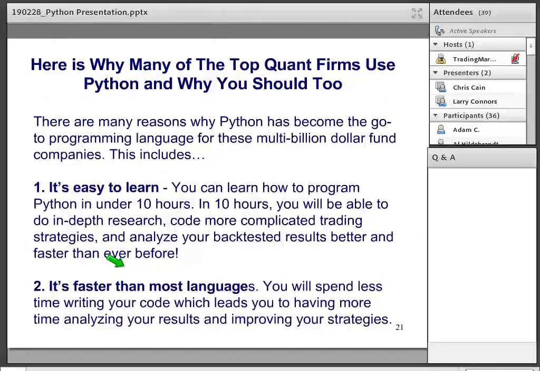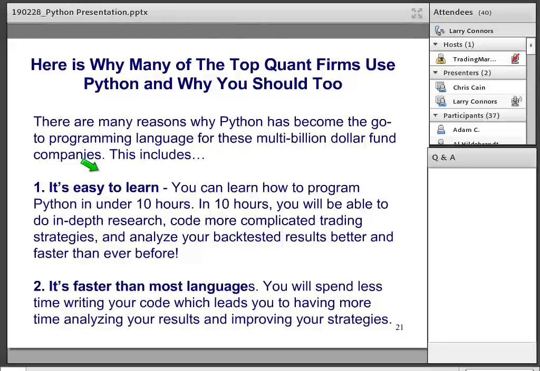Okay. So here's why many of the top firms use Python, and these are the reasons why you should be doing it too. Number one, it's easy to learn. There are many reasons, but number one, Python is easy to learn. You can learn how to program Python, and this pertains to Python for traders. I want to differentiate between Python and all the many other industries Python could be used for. There are general classes that can be taken, and they can be very advanced level classes. We want to focus on Python for trading.